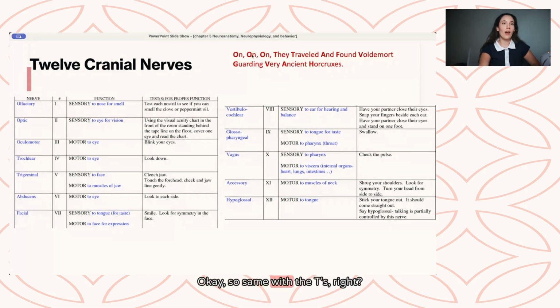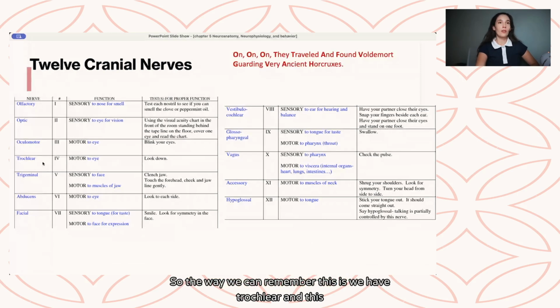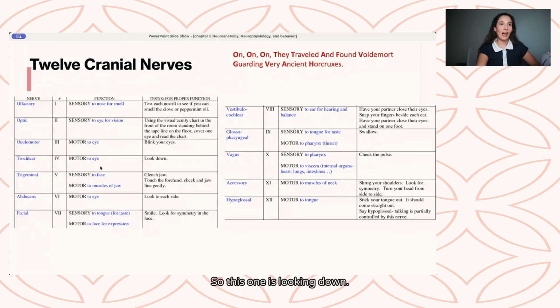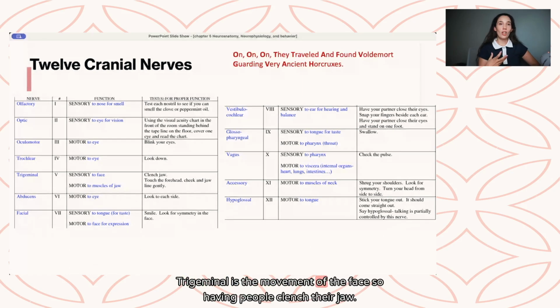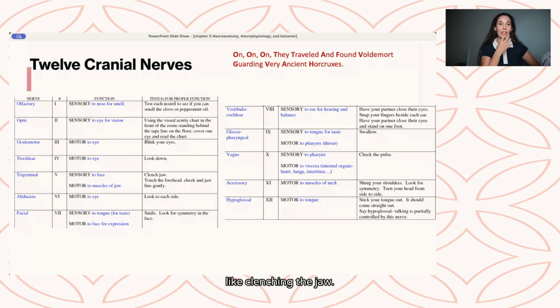Same with the T's, right? We have 2 T's. Trochlear is motor to the eye, and this one is looking down. So oculomotor is 3, our eyes are moving, and when we look down, that's 4. Then we have one more T, which is 5: trigeminal. Trigeminal is the movement of the face, like having people clench their jaw and move their face around. So we have the eye movements for 3 and 4, and then 5 is clenching the jaw. It's your last T, trigeminal.